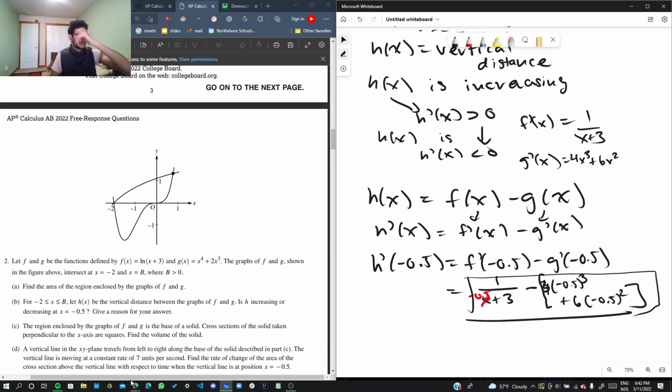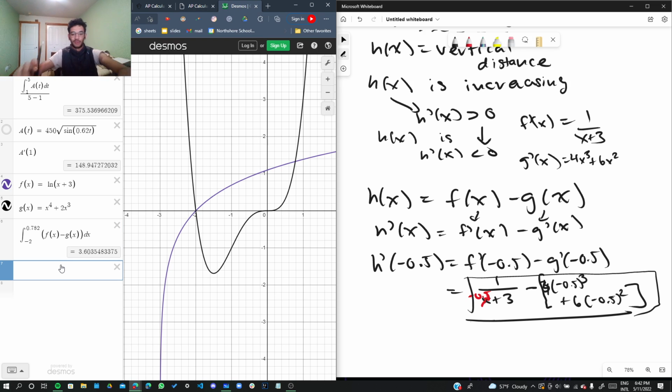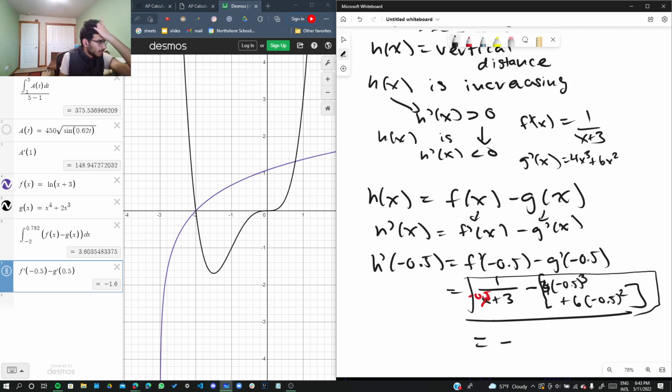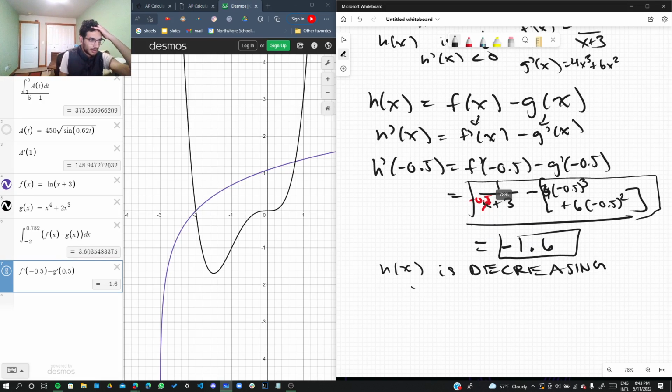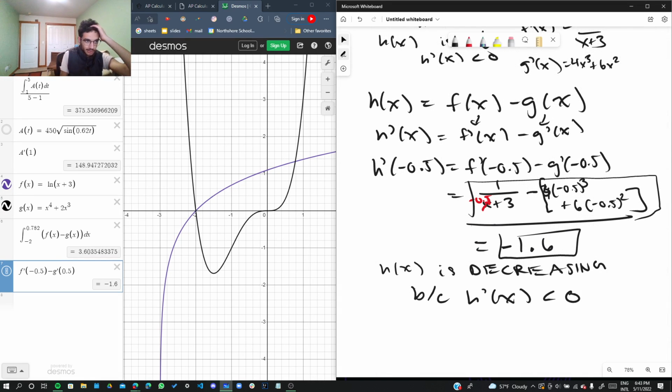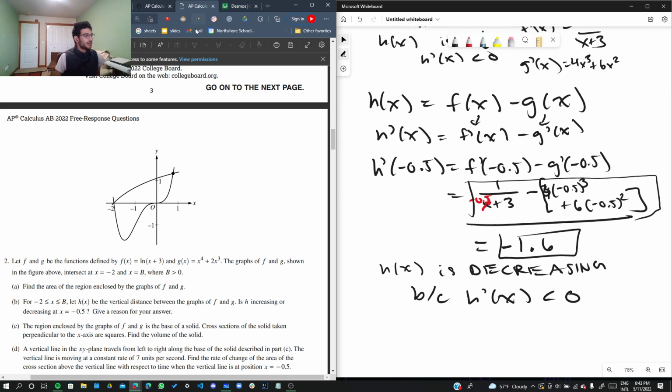But because I have this fancy calculator over here, we just need to find f prime of negative 0.5 minus g prime of negative 0.5. And that is negative 1.6. So the vertical distance, h of x, is decreasing because h prime of x is less than 0. Awesome. It was very similar to the previous question, actually.